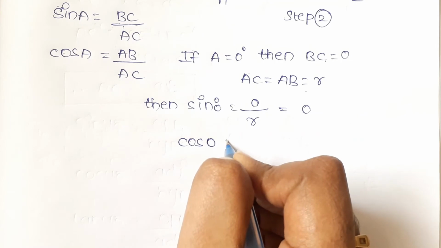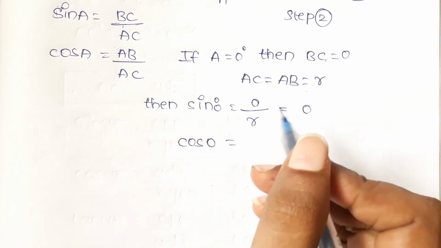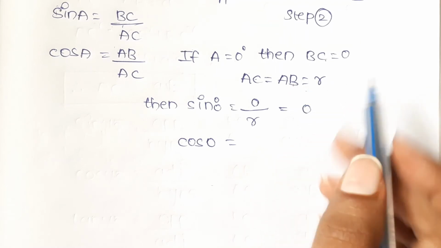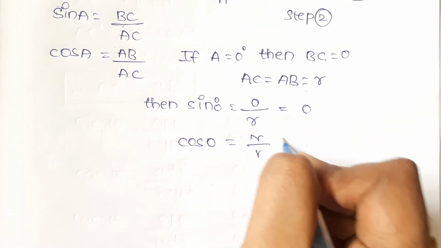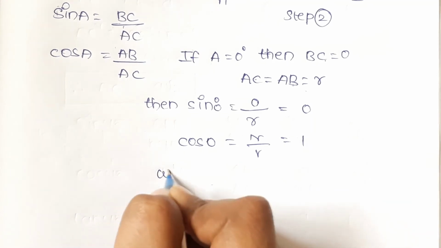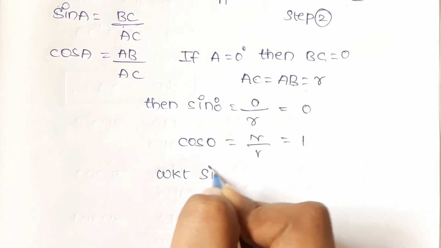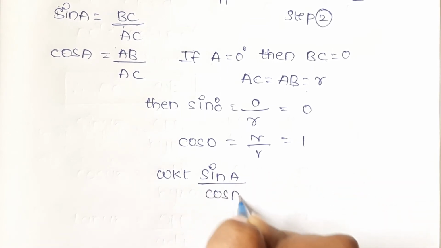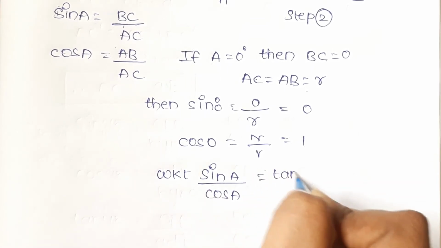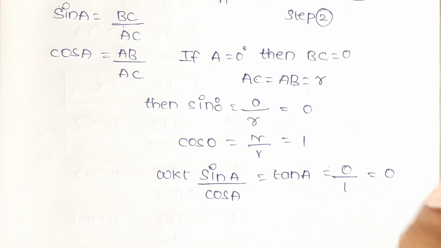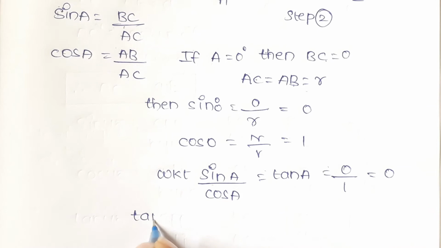cos 0 equals AB by AC. AB by AC is nothing but R by R, that equals 1. And now we know that sin A by cos A equals tan A. That is 0 by 1, that equals 0. So tan 0 equals 0.